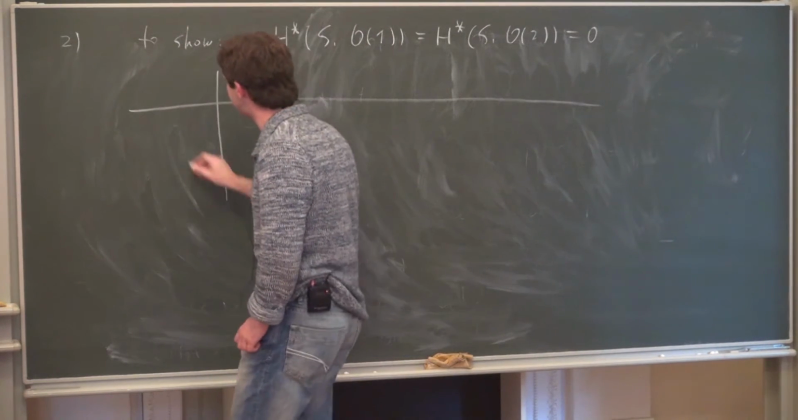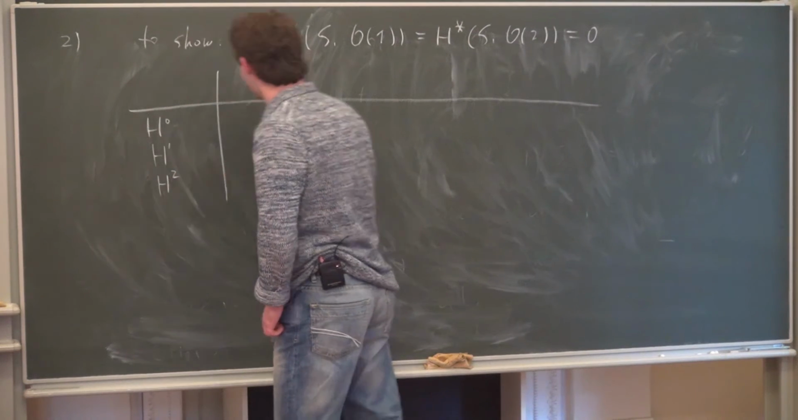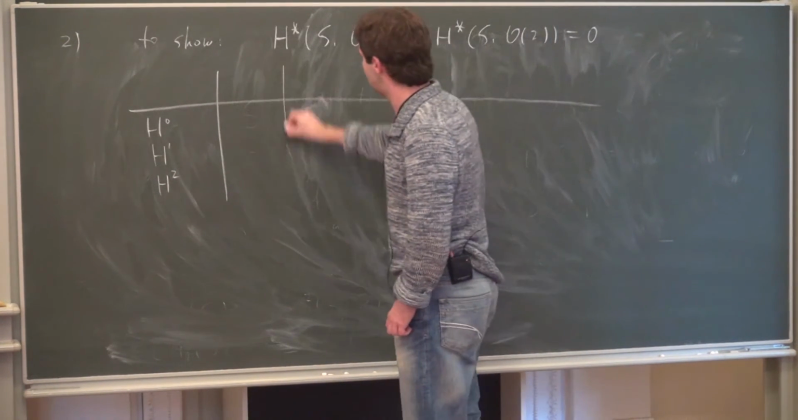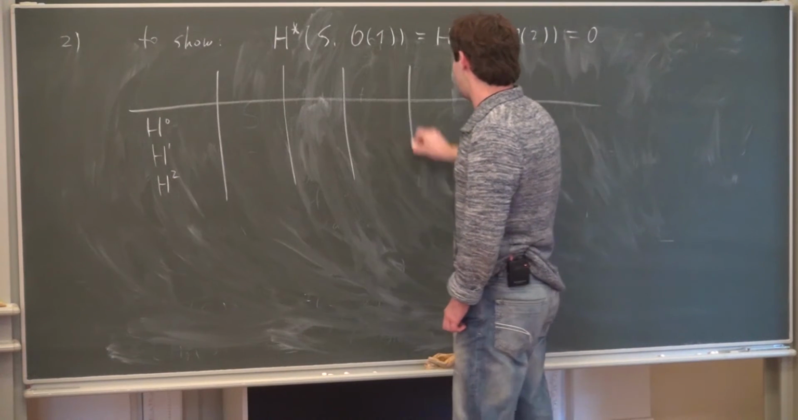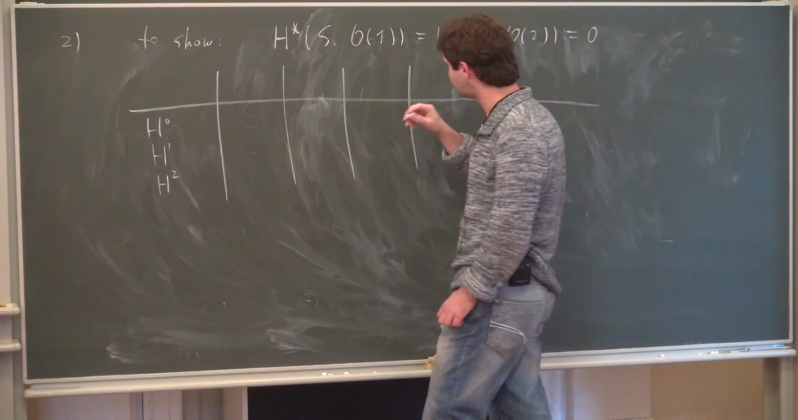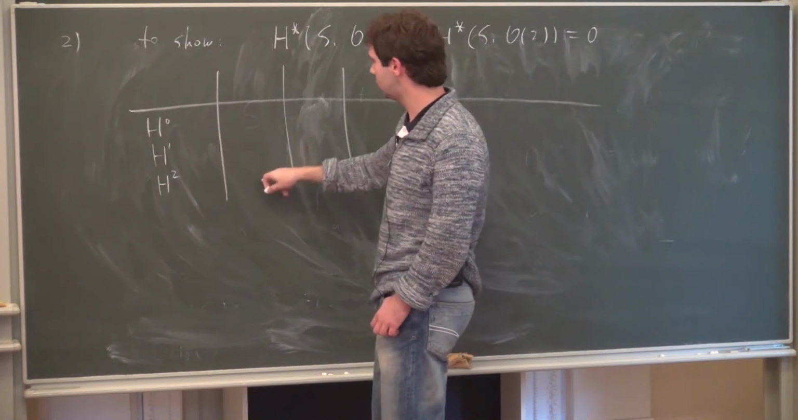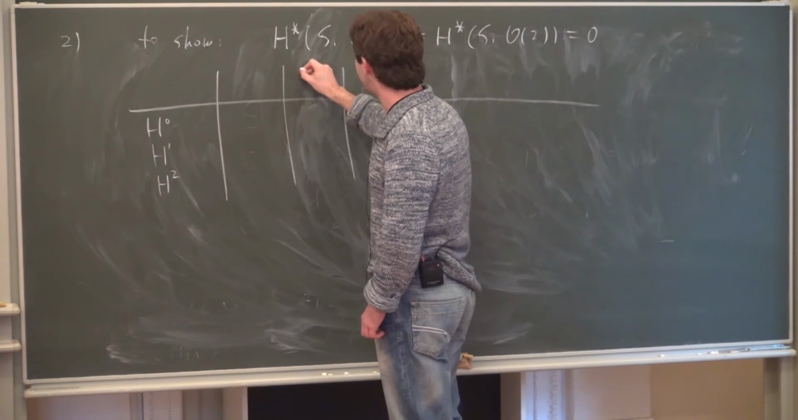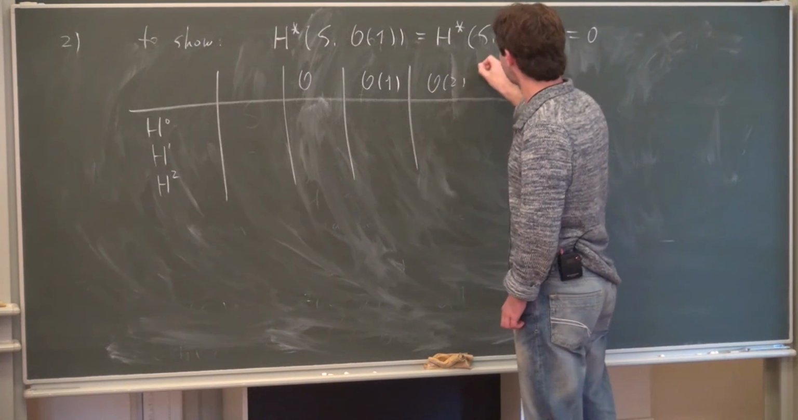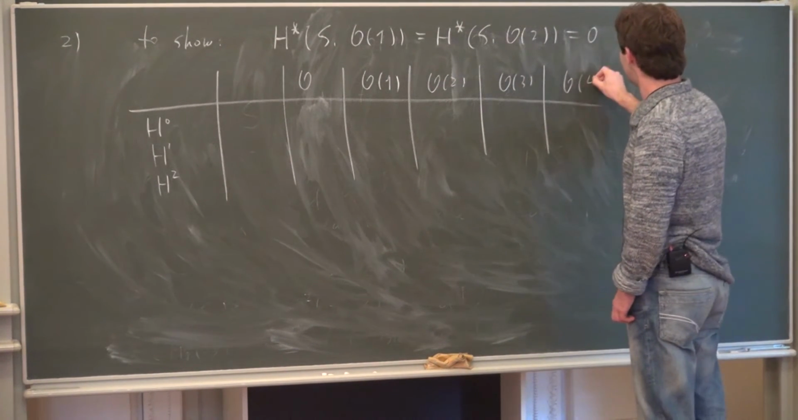Okay, so the table will be this. I'll compute H0, H1, and H2, and here we have these sheaves. What do I start with? So you put H0 on the top: H0, H1, H2. Okay, let's say O, O1, O2, O3, O4.